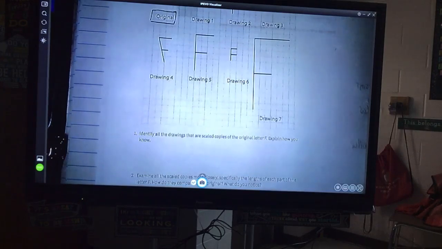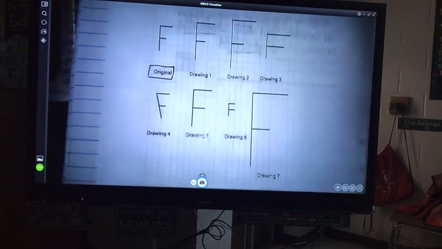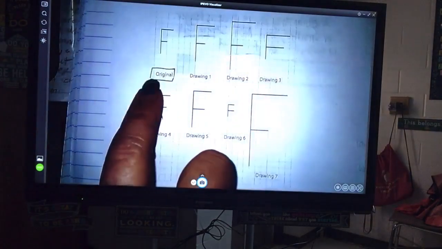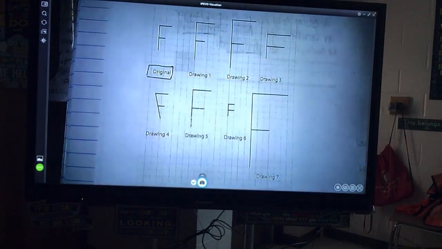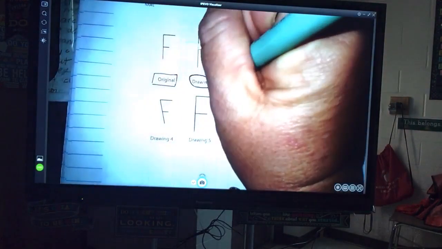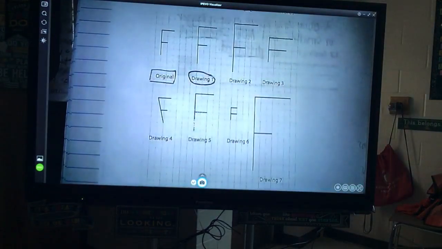Alright, let's go ahead and go over this since we're clearly having way more fun not doing what we're supposed to be doing. We're going to do the stand up, sit down thing. So your original is the one on the left. Stand up if you guys picked drawing number 1 as a scale drawing. Don't look around. If your group picked drawing number 1 as a scale drawing, stand up, please. You are correct. Have a seat.